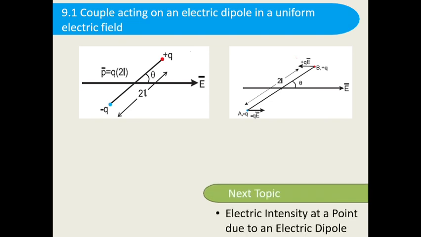The next topic that we are going to learn is the electric intensity at a point due to an electric dipole. We will be learning about the axial position, the principal axis position, and the equatorial position.